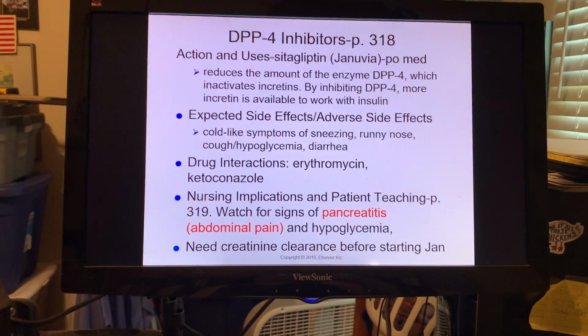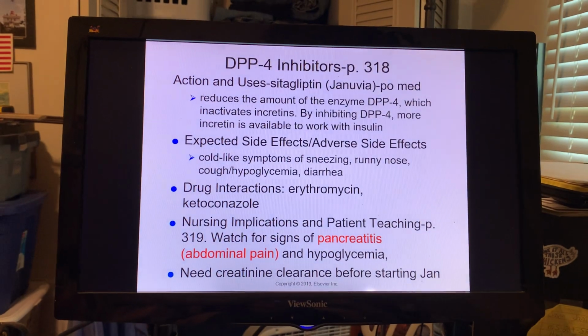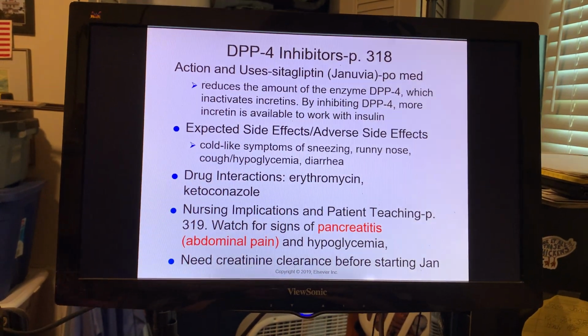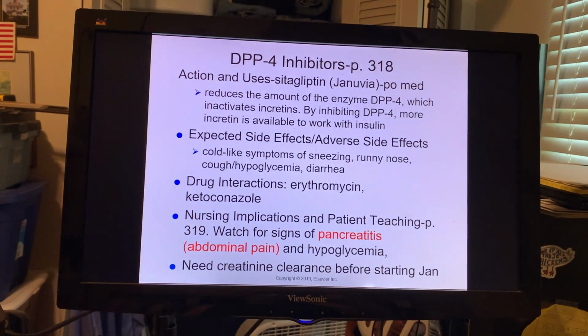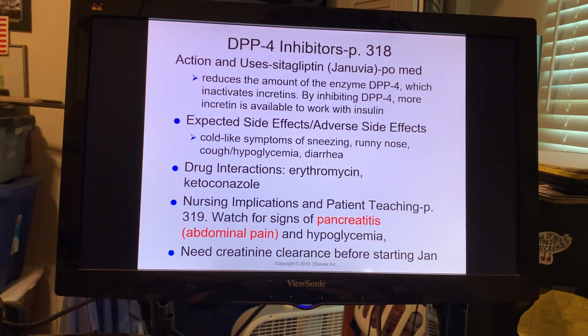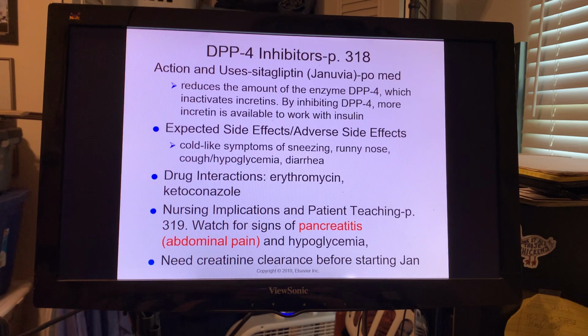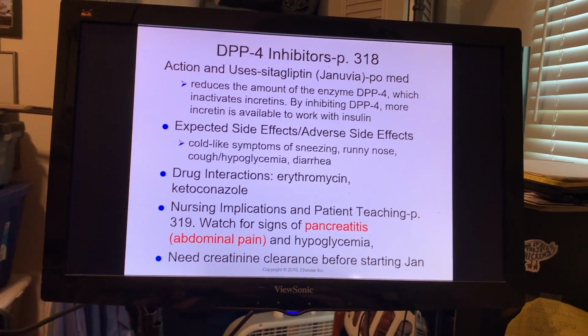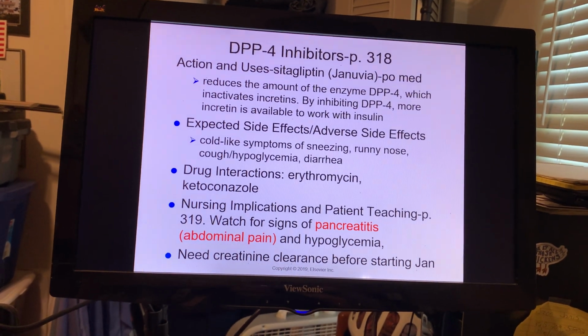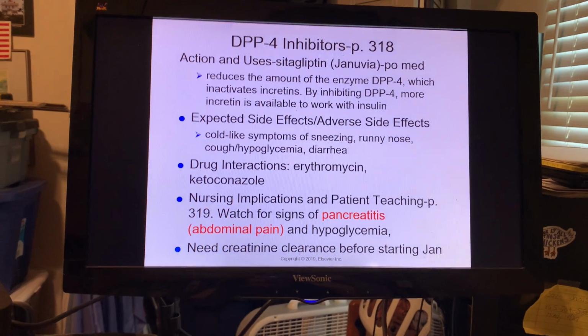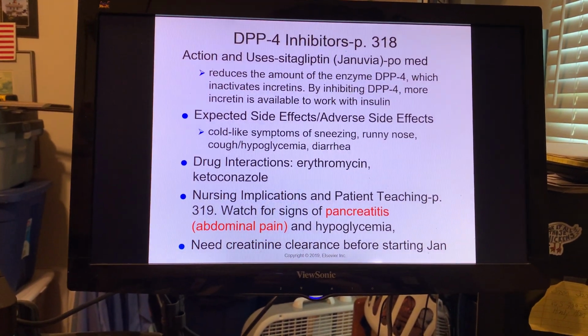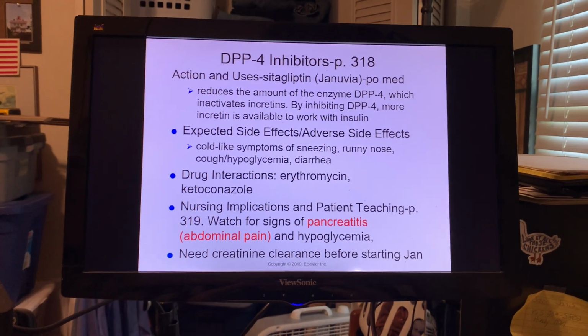So what we want to do is turn around and inactivate the DPP4. So therefore we're inhibiting it. Our prototype drug for this is sitagliptin. Oh my gosh, some of these drugs. Sitagliptin or Januvia. We'll just call it Januvia. It's pretty common. You've probably heard it. Januvia is a real common drug.